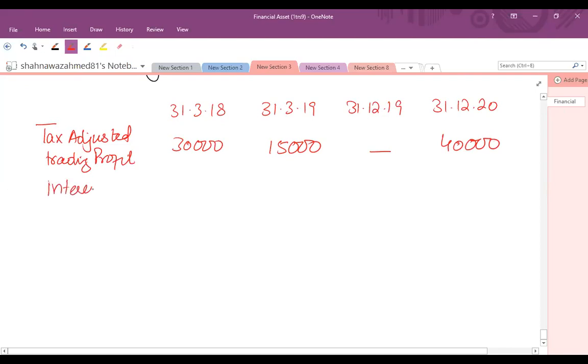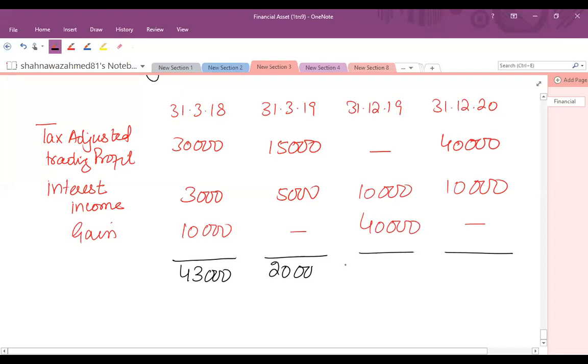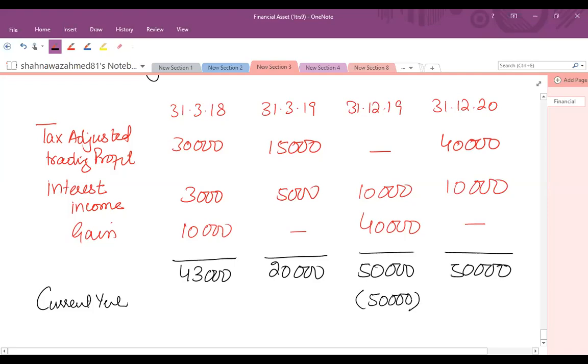And similarly we have interest income available, and that is 3,000, 5,000, 10,000, and 10,000, and then we have chargeable gain of 10,000, 0, and 40,000. So first of all, calculate the total profit before QCD. So in this way we have 43,000 available, we have 20,000, and there is 50,000, and the same 50,000. Now first of all, the current year loss relief. So in the current year we can offset the maximum, that is 50,000.